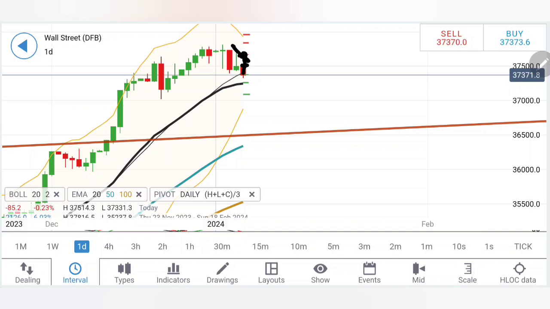On the downside, you can sell here at 37,340, expect 37,300, 37,265, and then 37,200 levels as the next targets. Below 37,200 is where major bearishness will be seen.